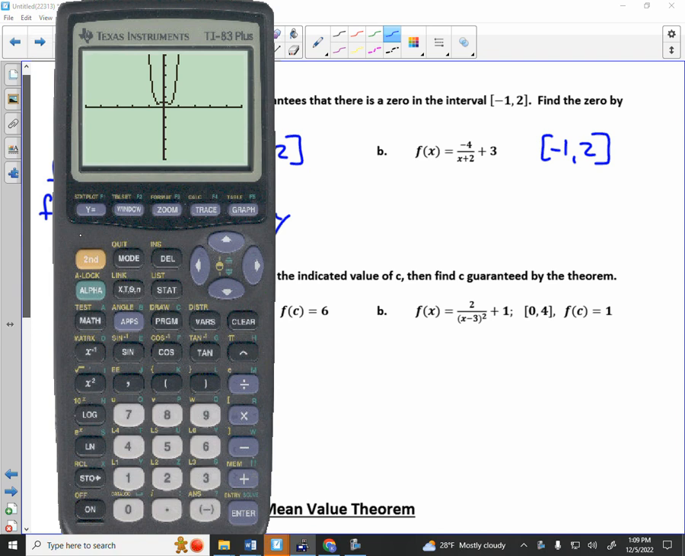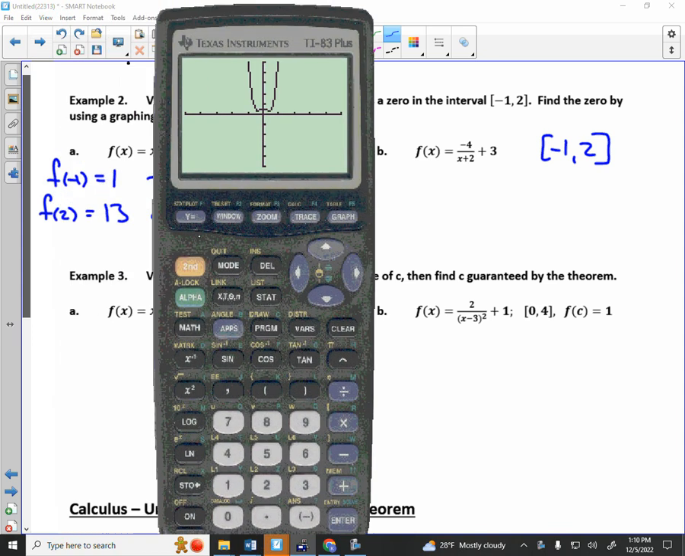Suppose it was from -3 to 2. Then we would say the intermediate value theorem does not apply. But -2 doesn't fit in there. So here the intermediate value theorem does apply. Let's go ahead and plug it in and see what we get.